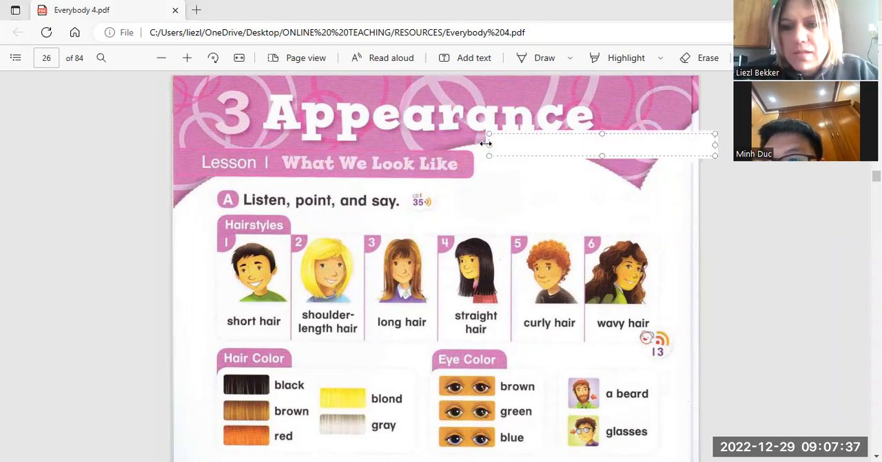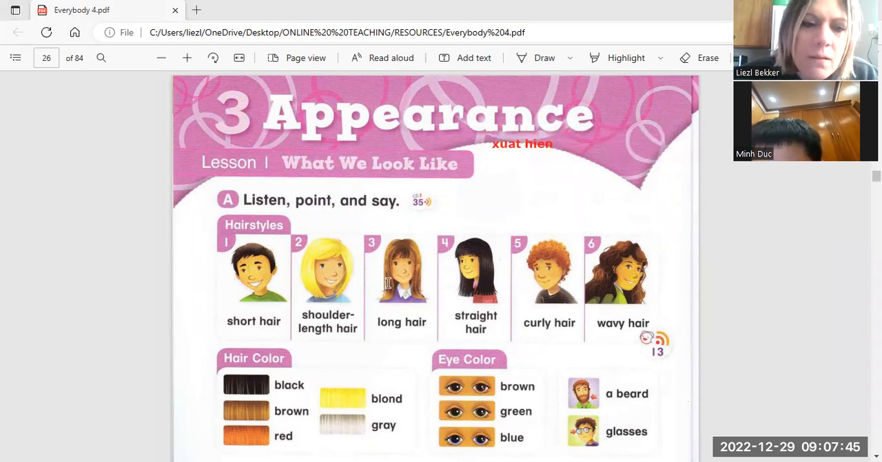The appearance is how you look. You understand? Yes. Okay. So appearance can be your hair, your eyes, can be curly, straight. Okay, let's read it.